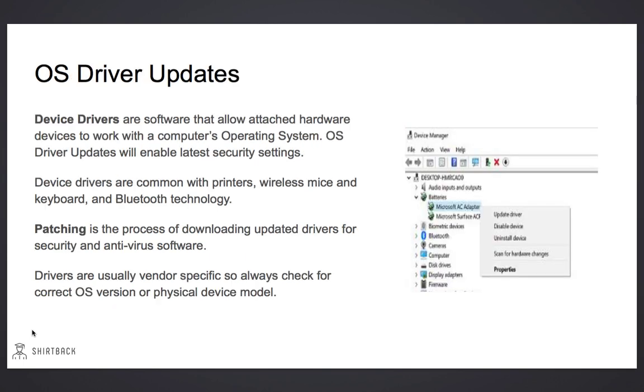Device drivers are operating system software that allows attached hardware devices to interact with the OS. The driver updates will enable the latest security settings for the hardware. Device drivers are common with devices such as printers, wireless mice and keyboards, and Bluetooth devices. Patching is the process of downloading updated drivers for security and antivirus software. The drivers are usually specific to a vendor, so always check to make sure you have the correct operating system version and physical device model.